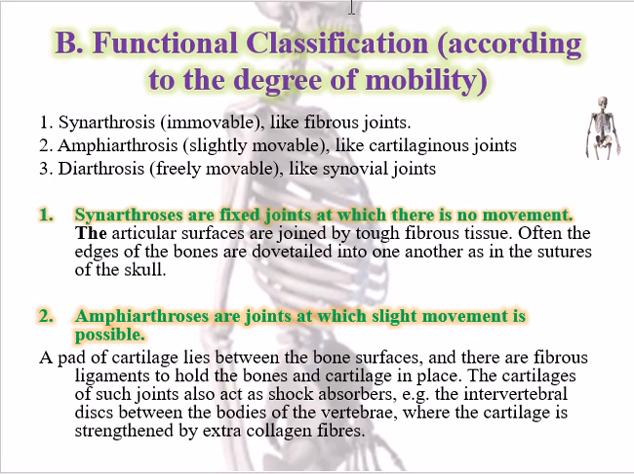Basically, in functional classification, we classify joints according to the degree of mobility. In amphiarthrosis, a pad of cartilage lies between the bony surfaces, and fibrocartilage holds the bones and cartilage in place. The cartilage of such joints also acts as a shock absorber. For example, the intervertebral disc between the bodies of the vertebrae, where the cartilage is strengthened by extra collagenous tissue fibers.